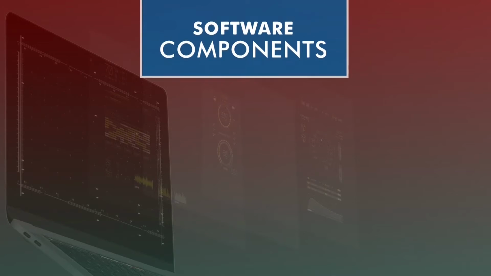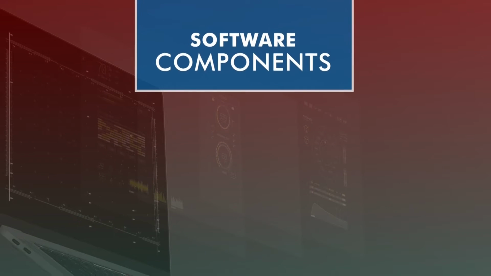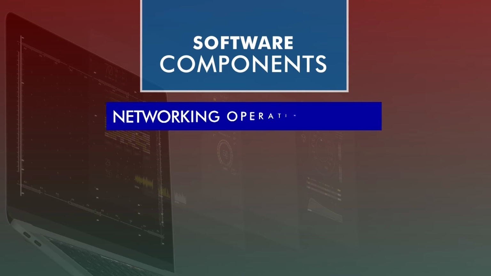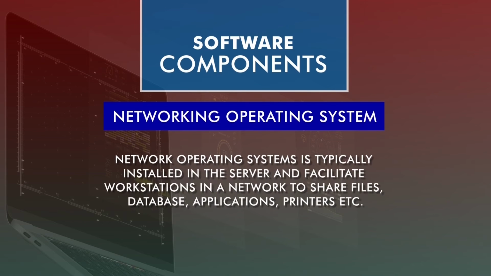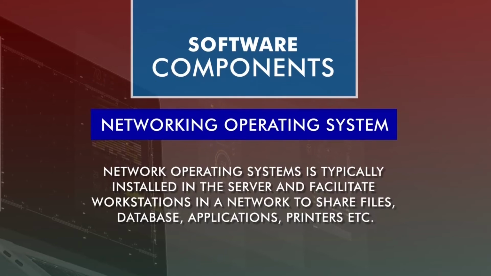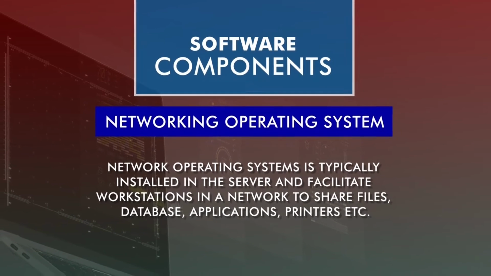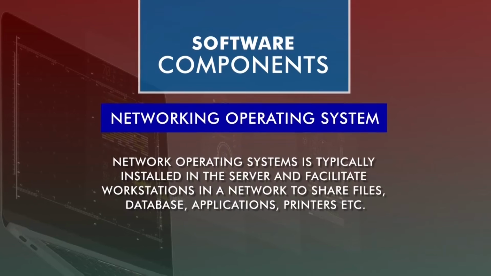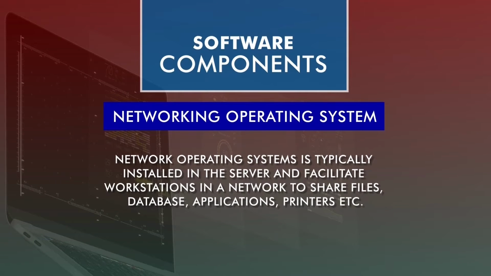Coming to the software components, the major software component is the network operating system. The network operating system is typically installed in the server and facilitates workstations in a network to share files, databases, applications, printers, etc. This particular operating system has its own functionalities in order to support all of these.